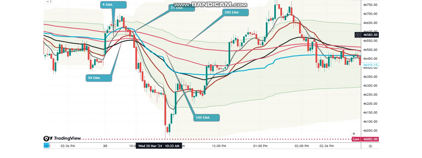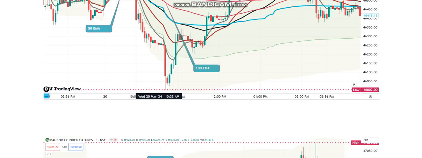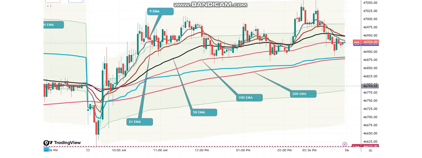So this is the 9 EMA. This is the 21 EMA. This is the 50 EMA. This is 100 EMA. And this one is 200 EMA. Similarly, I will show you one more chart. So this is the 9 EMA. This is the 21 EMA. This is the 50 EMA. This is the 100 EMA. And this is the 200 EMA.